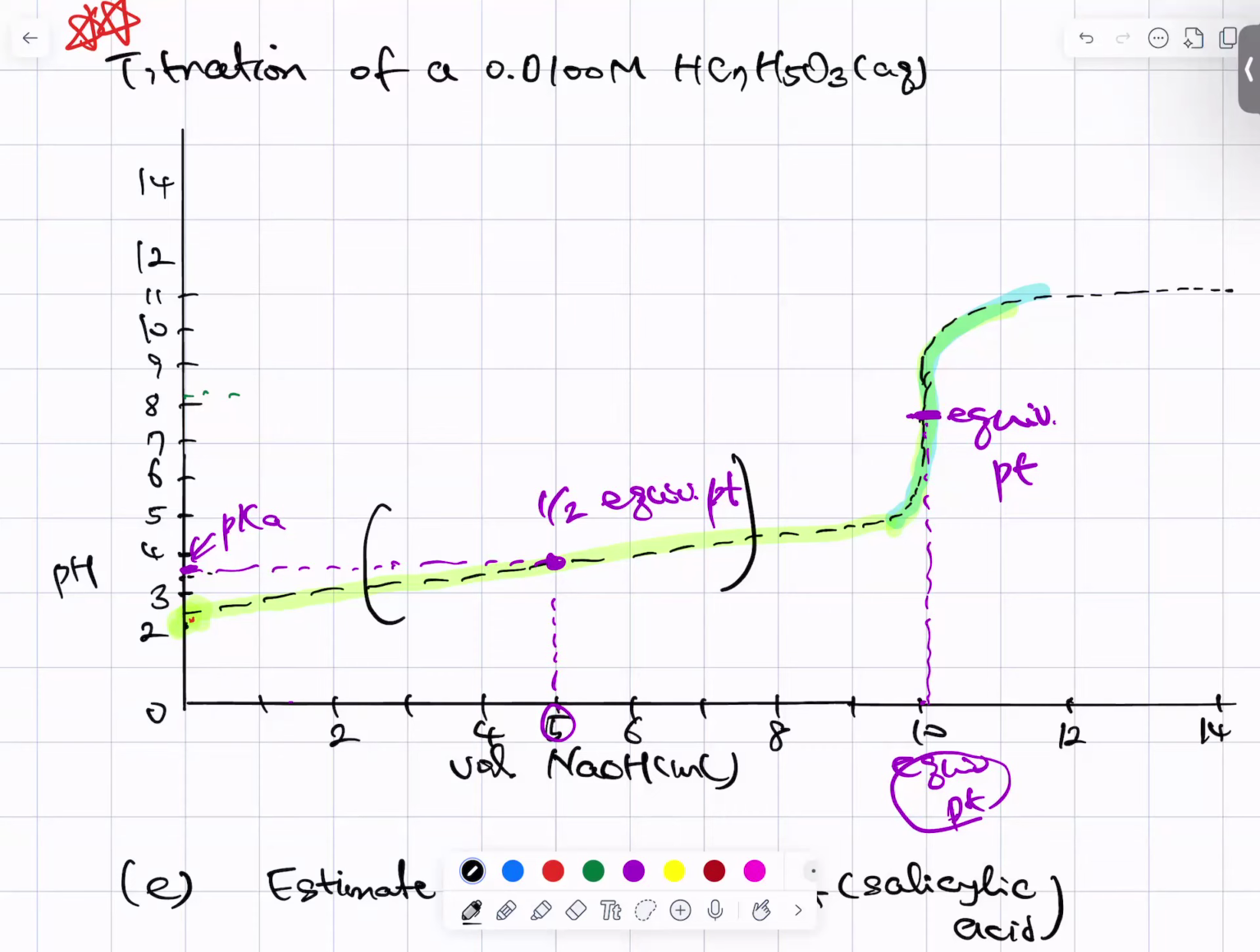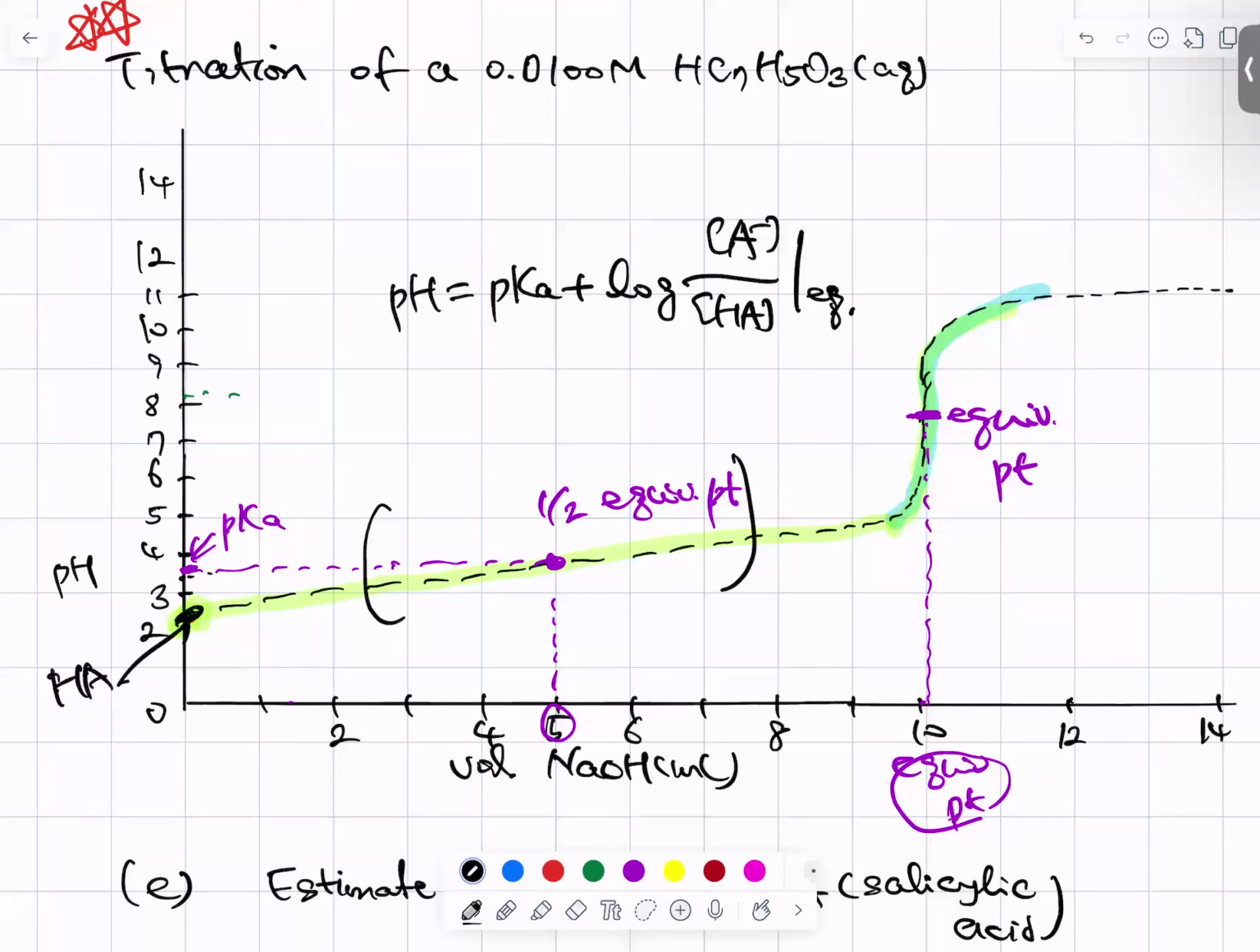In a buffer, we can use the Henderson-Hasselbalch equation. pH is the pKa value of the weak acid plus the logarithm of the conjugate base concentration over the weak acid concentration at equilibrium. Okay, initially we have acid only, HA only, and when you add sodium hydroxide more and more, HA is converted to A negative, and at the half equivalence point, the concentration of HA becomes equal to the concentration of A negative, the conjugate base.